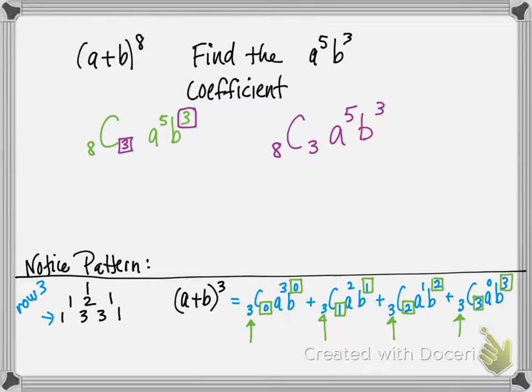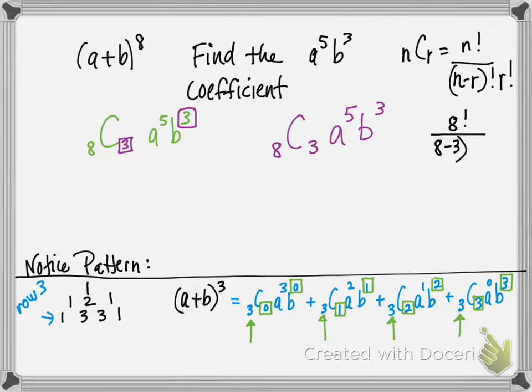So the formula for n choose r is equal to n factorial over (n minus r) factorial times r factorial. So I have 8 factorial all over (8 minus 3) factorial times 3 factorial. So that's 8 factorial over 5 factorial times 3 factorial. Okay, so there's shortcuts, but I'm just going to expand.